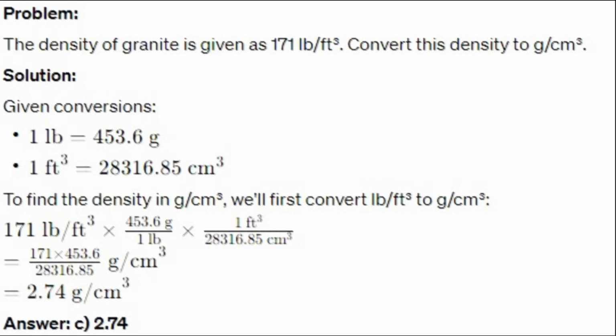171 pounds per feet cubed to grams per centimeter cubed. And you can follow this way. At the last, you can see the answer C equals 2.74.